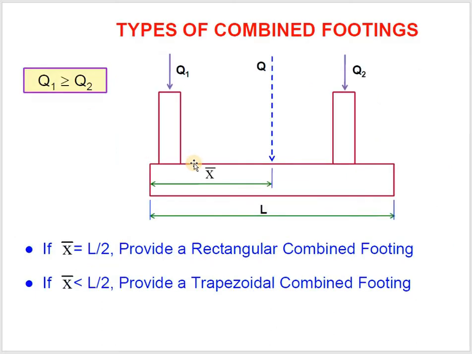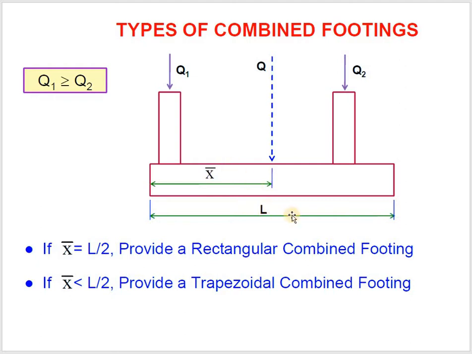Now you can opt for two types of combined footings. One is a rectangular footing and another is a trapezoidal footing. If you have a load coming from the superstructure, there are two pedestals, Q1 and Q2, which are the loads coming. This will be the total load Q. You go for a rectangular footing when the point of action of this Q, that means this X bar, is equal to half the length. Then you can go for a rectangular footing.